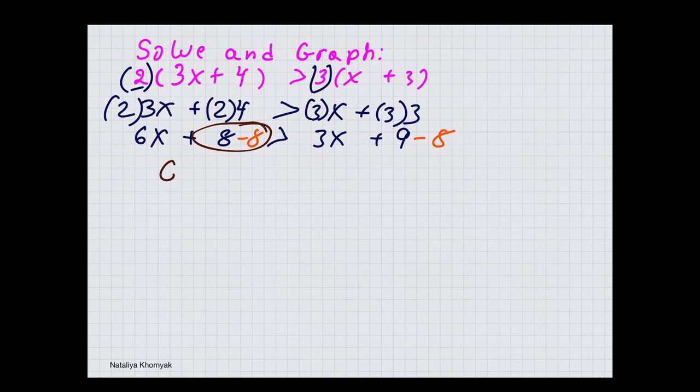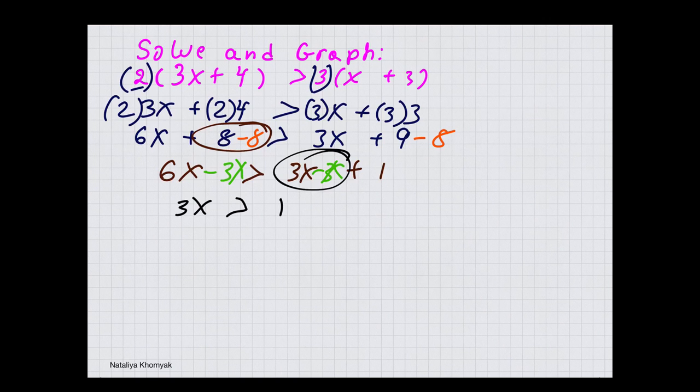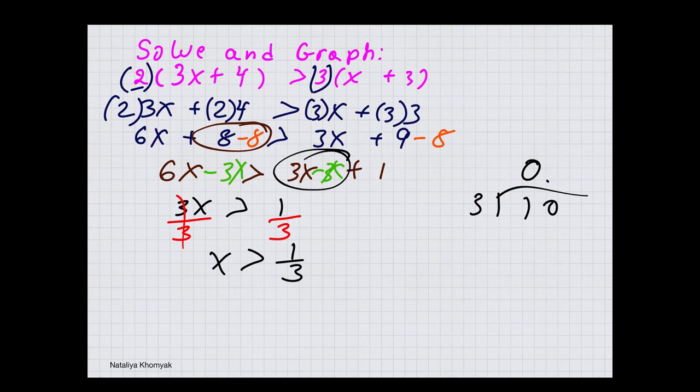That's a 0. So we have 6x greater than 3x plus 1, minus 3x, minus 3x. That's a 0. So we have 3x greater than 1, divide by 3, divide by 3. So x has to be greater than 1/3. In terms of decimals, 3 goes into 1 0 times, 3 into 10 3 times, minus 9, 1. So this whole decimal will be like 0.333.